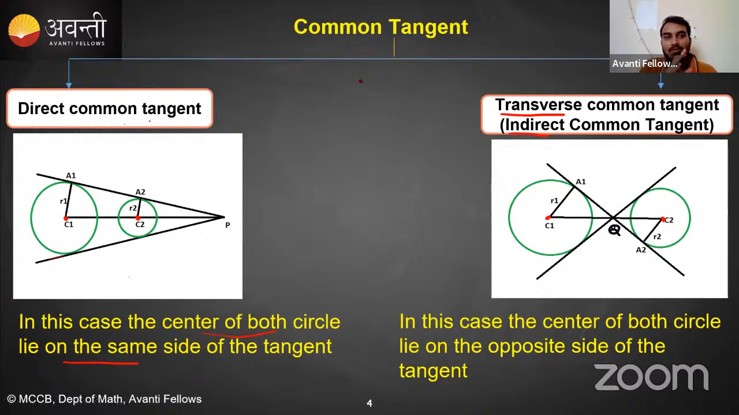So the difference between the direct common tangent and the transverse common tangent is clear. In the direct common tangent, the centers of both circles lie on the same side of the tangent, and in the transverse common tangent, the centers of the circles lie on opposite sides of the tangent. I hope this is clear to you. Students, there are many common properties of the transverse common tangent and the direct common tangent, that we are going to look into now.